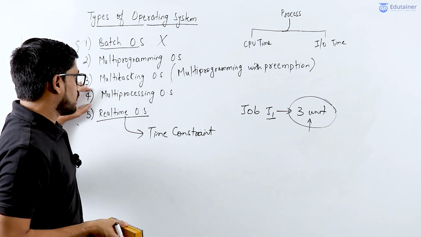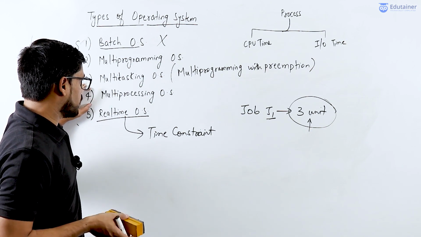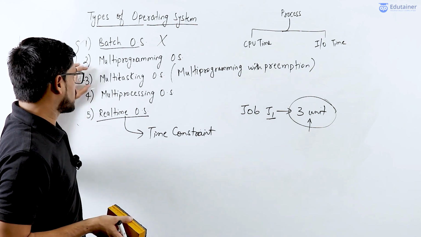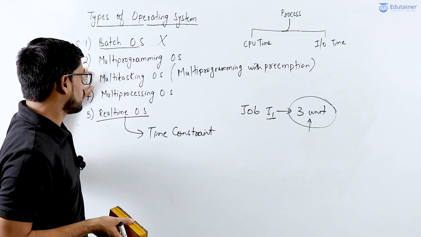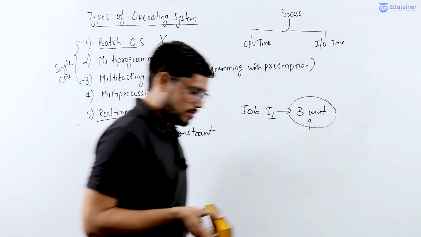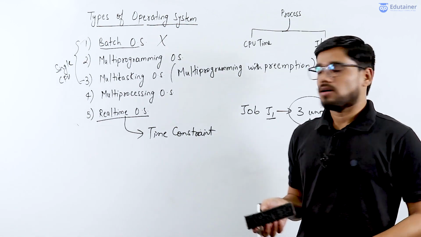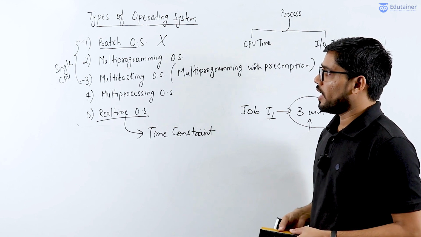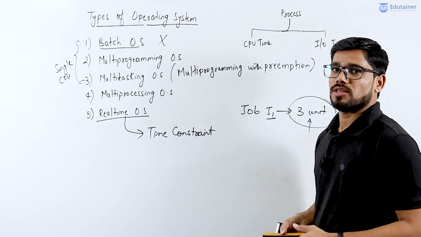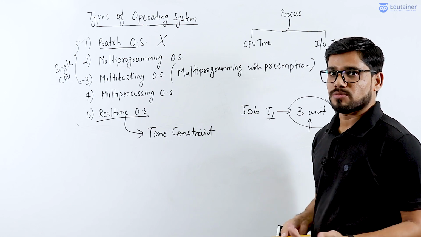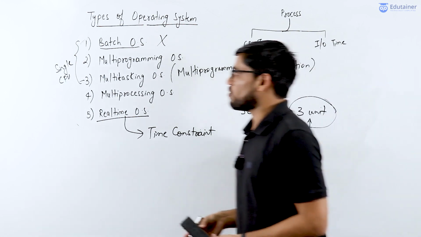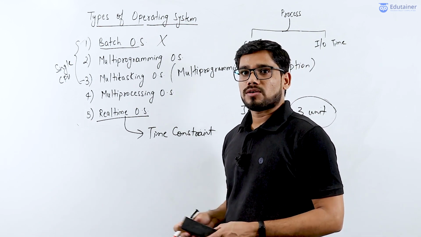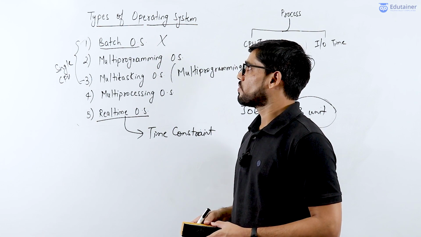Multiprocessing is using various processors to compute different jobs simultaneously. Multitasking is nothing but multiprogramming with preemption. Multiprogramming means CPU is always busy, or CPU is always doing its jobs, and batch operating system is nothing but computing the jobs in sequential manner. So that's all about the types of operating system. We will see the various other aspects related to operating system.